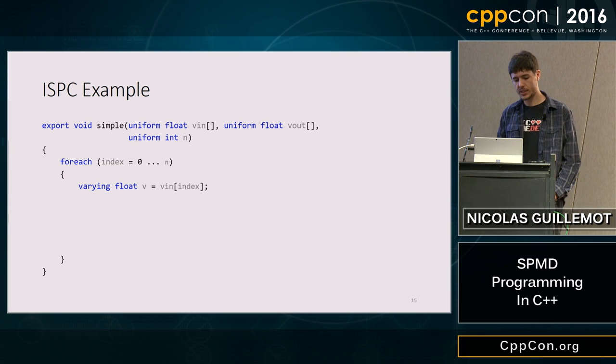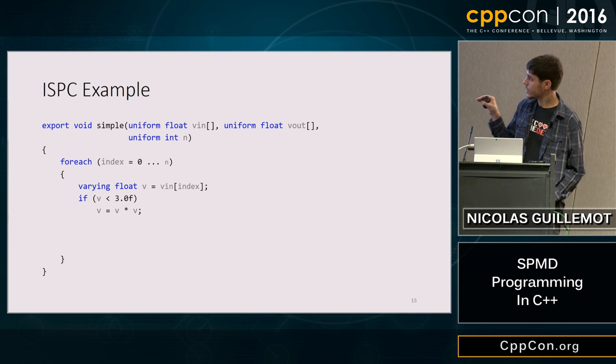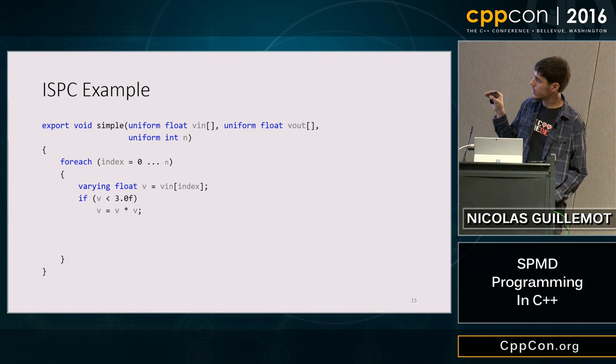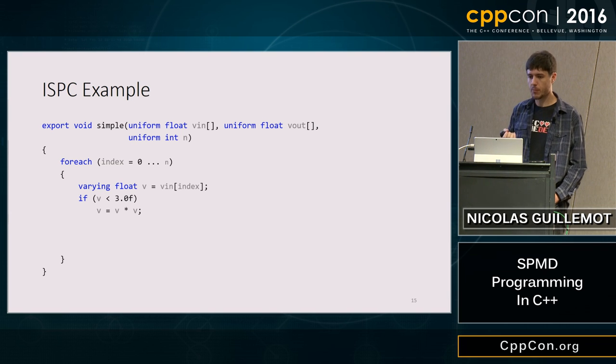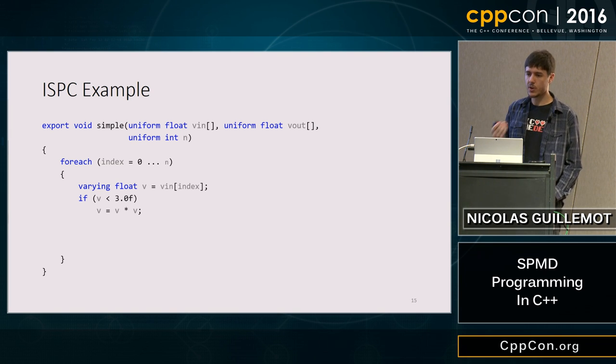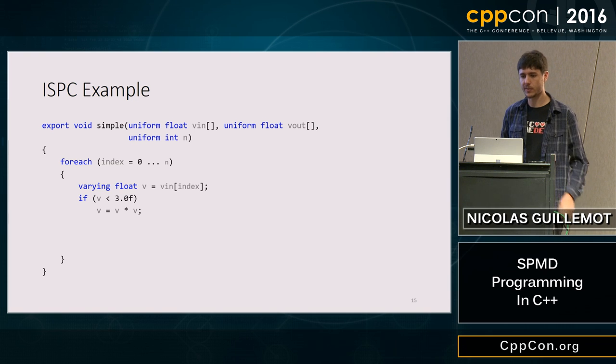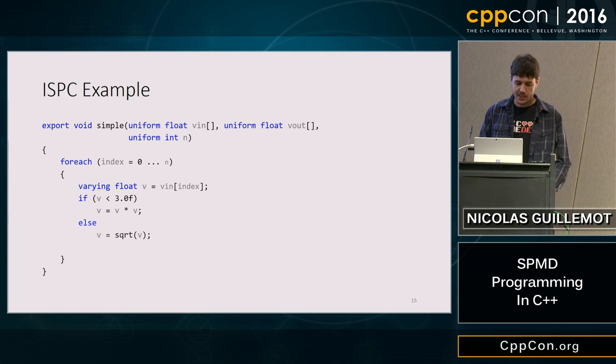So once you've loaded this variable from memory, you can do some computation with it. I'm just going to show an if-else again. So it begins with an if. And the interesting thing is that since v is varying, the result of this if comparison has a different value depending on the program instance. And so the code inside the if block should only appear to have run inside the program instances where the test passed. And the way that's implemented is exactly how I showed you earlier with the masking and the blending and all that stuff.